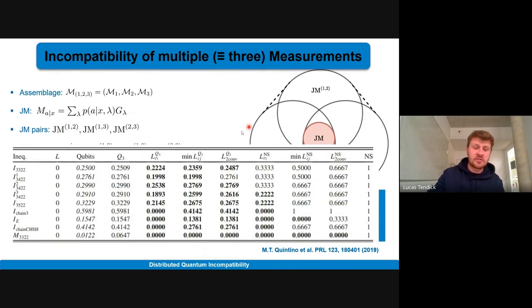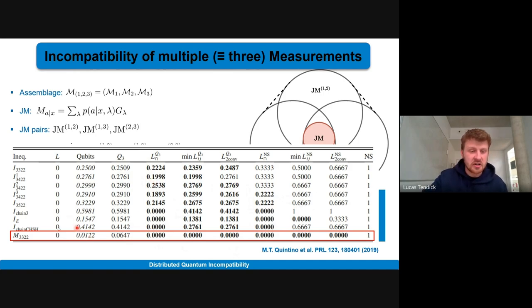For instance, they have here this table, which you don't have to understand in its full capacity. Basically, they look at a bunch of inequalities. They write down the local bound, which is here normalized to 0, and the no signaling bound, which is normalized to 1. The violation on the qubit space and on the third level of the so-called NPA hierarchy. And then in between, what you can get with different incompatibility structures. So for instance, if you have pairwise compatible measurements, some of these inequalities you cannot violate at all, some you can just violate, but not to the maximal amount.